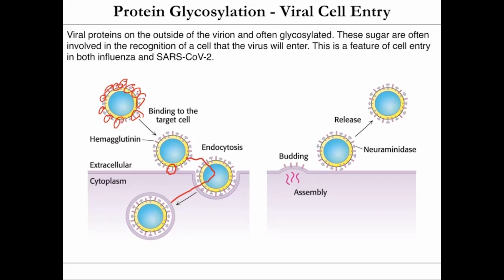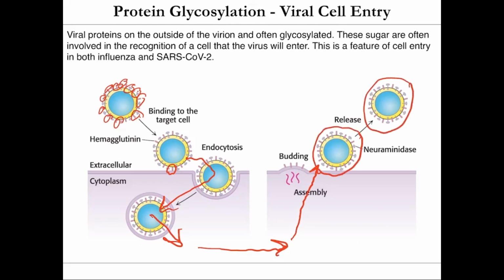And then they're going to get taken into the cell. And then they can release their genetic material and replicate. So when these virus proteins replicate, they basically get your cell to make the viral proteins, and then they actually bud off from the membrane. And so they'll have a new set of glycosylated proteins to invade another cell or to spread to another person and invade their cells. So this glycosylation of these viral proteins is really important to virology, and it's a feature of both influenza and SARS-CoV-2.